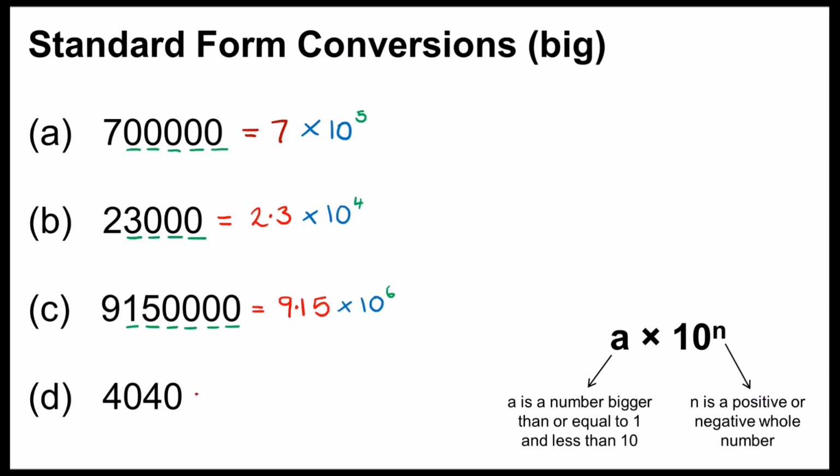In my last example, the key digits are 4, 0 and 4, and I need to put a decimal place after the 4 to make my number bigger than or equal to 1 but less than 10. Notice how there is a 0 that's been included in my key digits. That's because there is another digit, the 4, that comes after the 0 which is needed in my answer. The next part is the times by 10, followed by our power, which is 1, 2, 3. So my final answer, 4.04 times 10 to the power of 3.